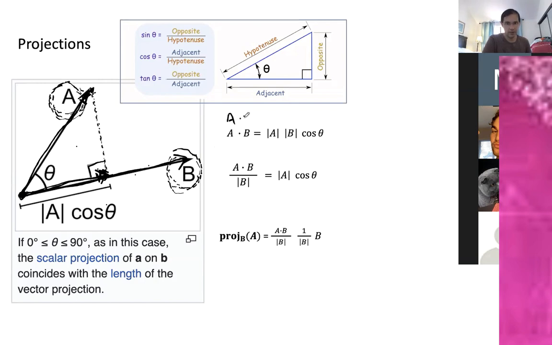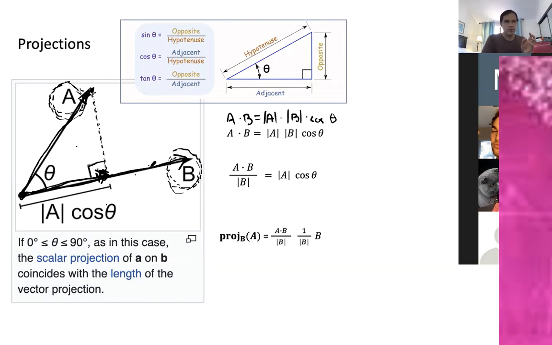A times B is equal to, we know that this is equal to the absolute value of A, or the length of A, times the length of the other vector B, and then times the cosine of this angle theta, where theta is this angle between those two vectors A and B. So times cosine theta.